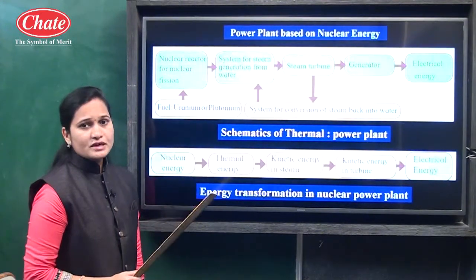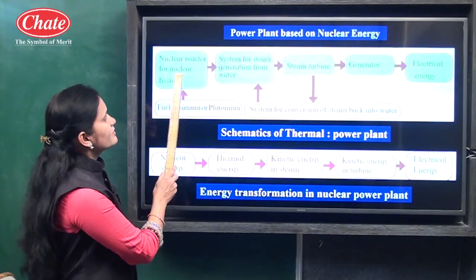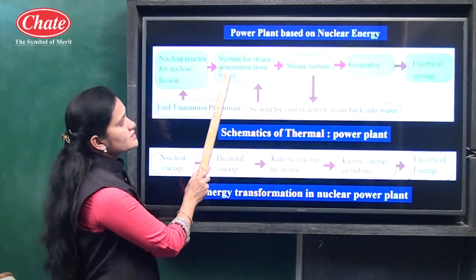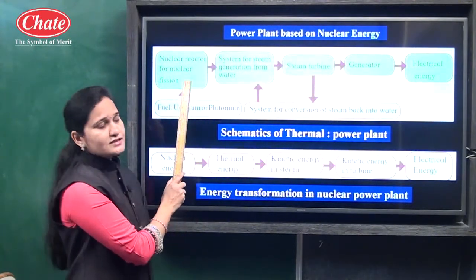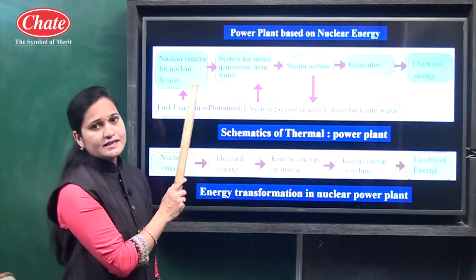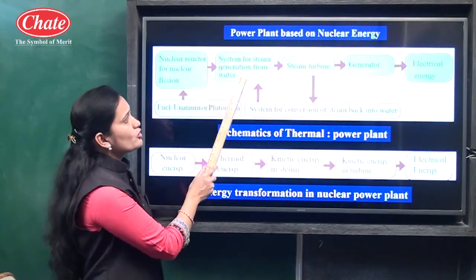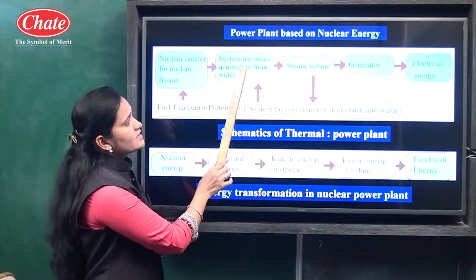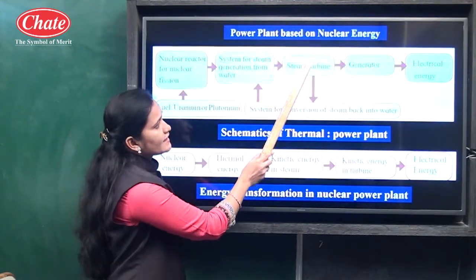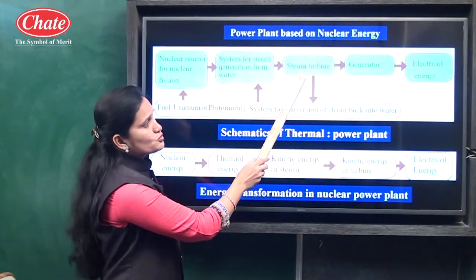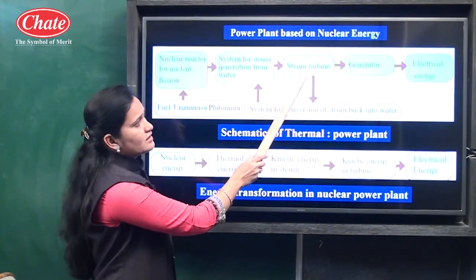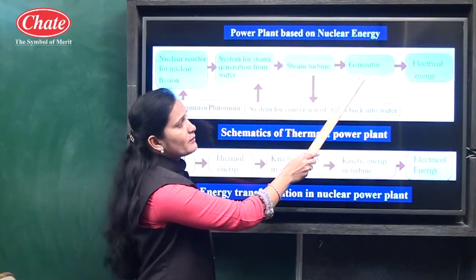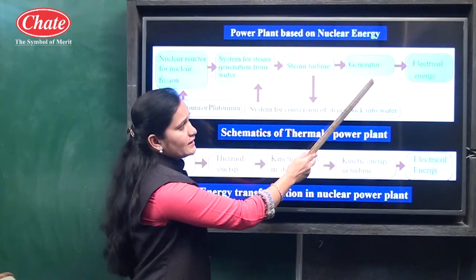It is a type of machine by which energy is released by nuclear fission, and this is connected to the system for steam generation from water. It means whatever energy is released by the nuclear fission is used to boil the water, by which steam is produced. This steam is directed onto the turbine, which drives the blades of the turbine. This turbine is connected to the generator. This generator converts the mechanical energy into electrical energy.